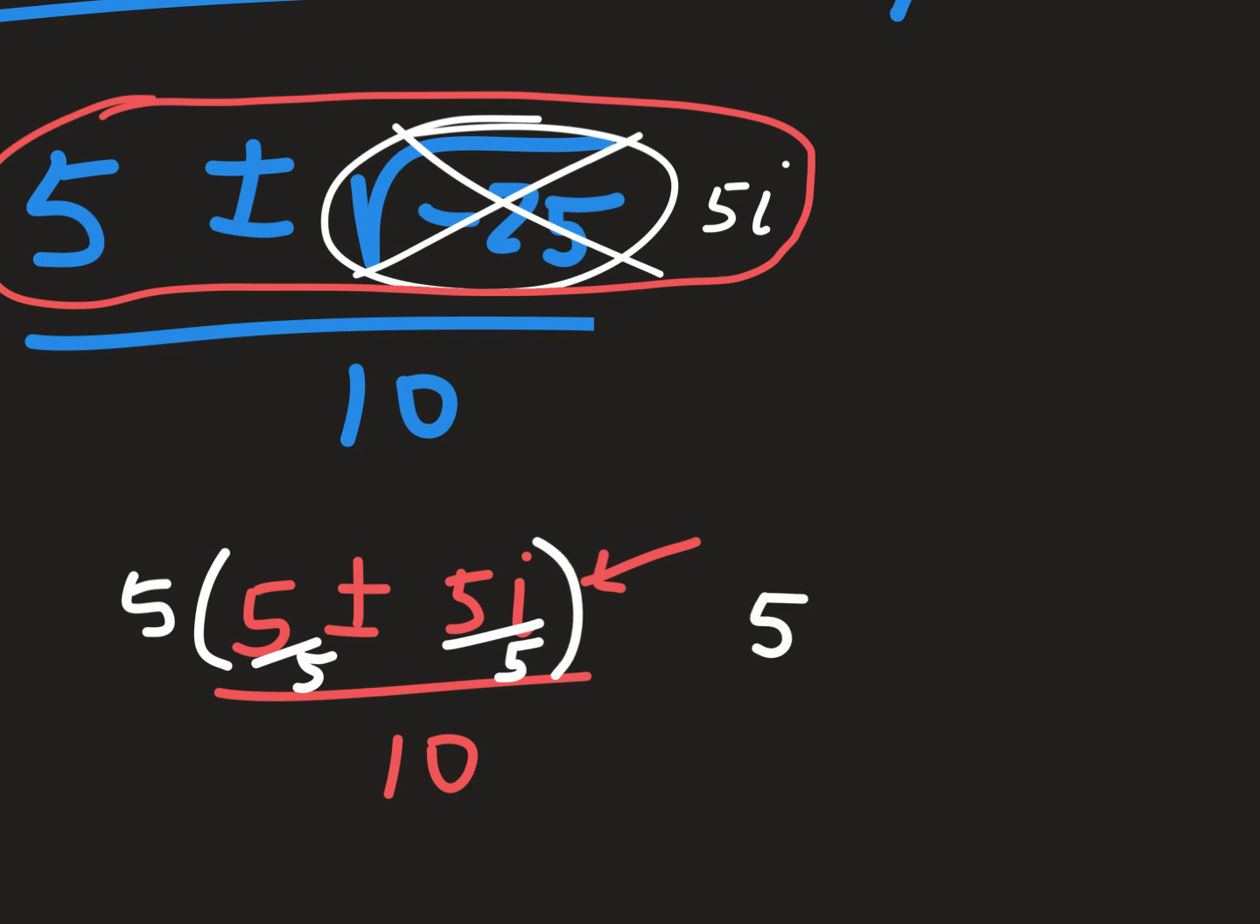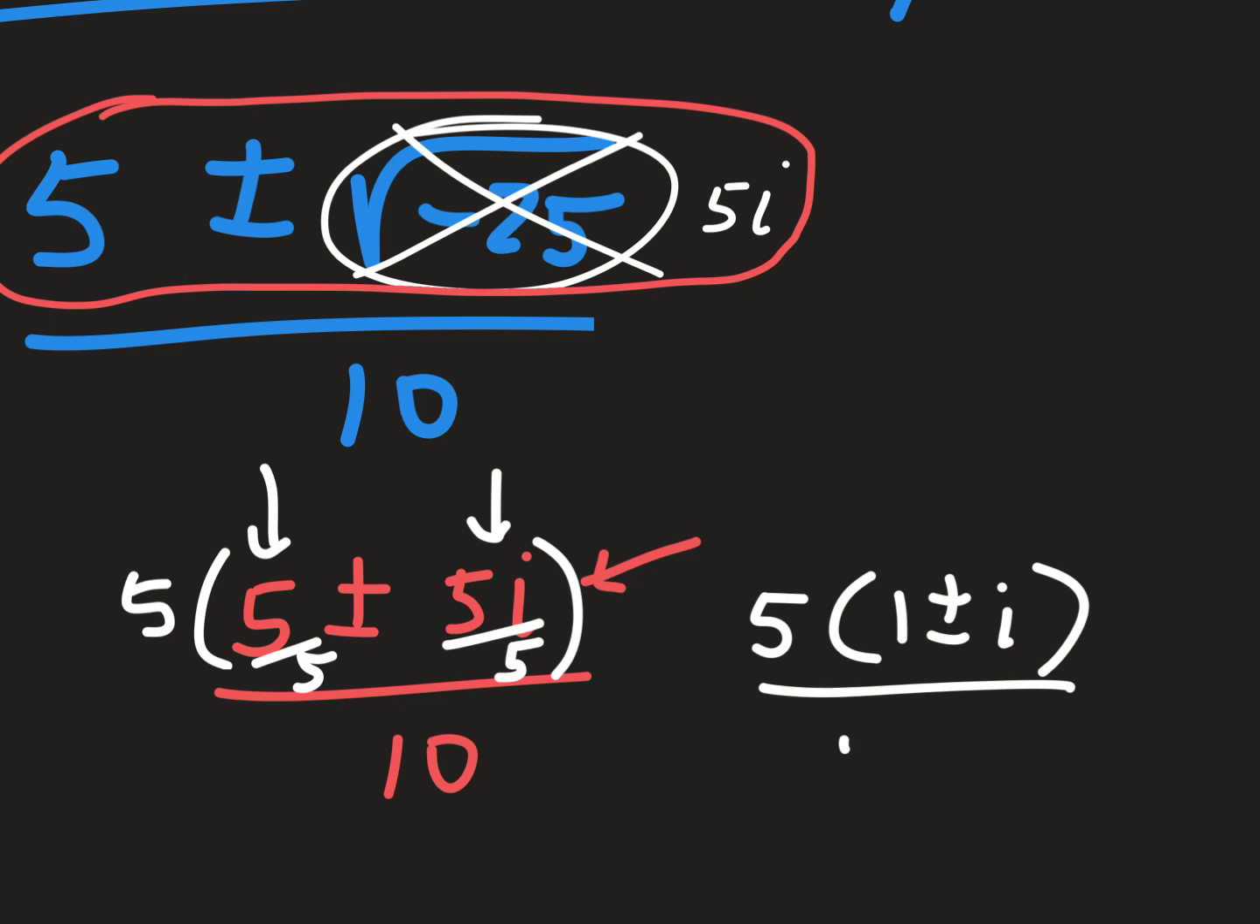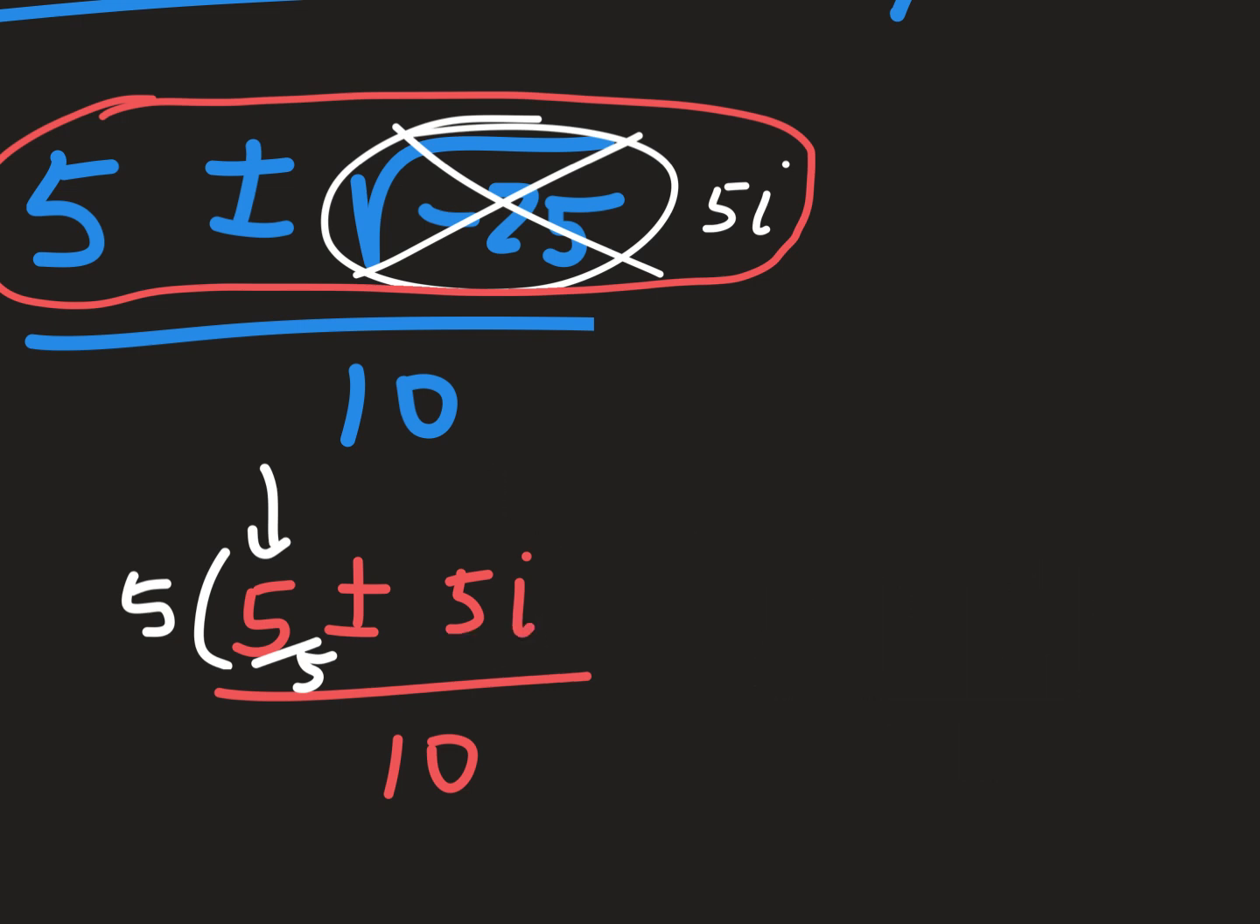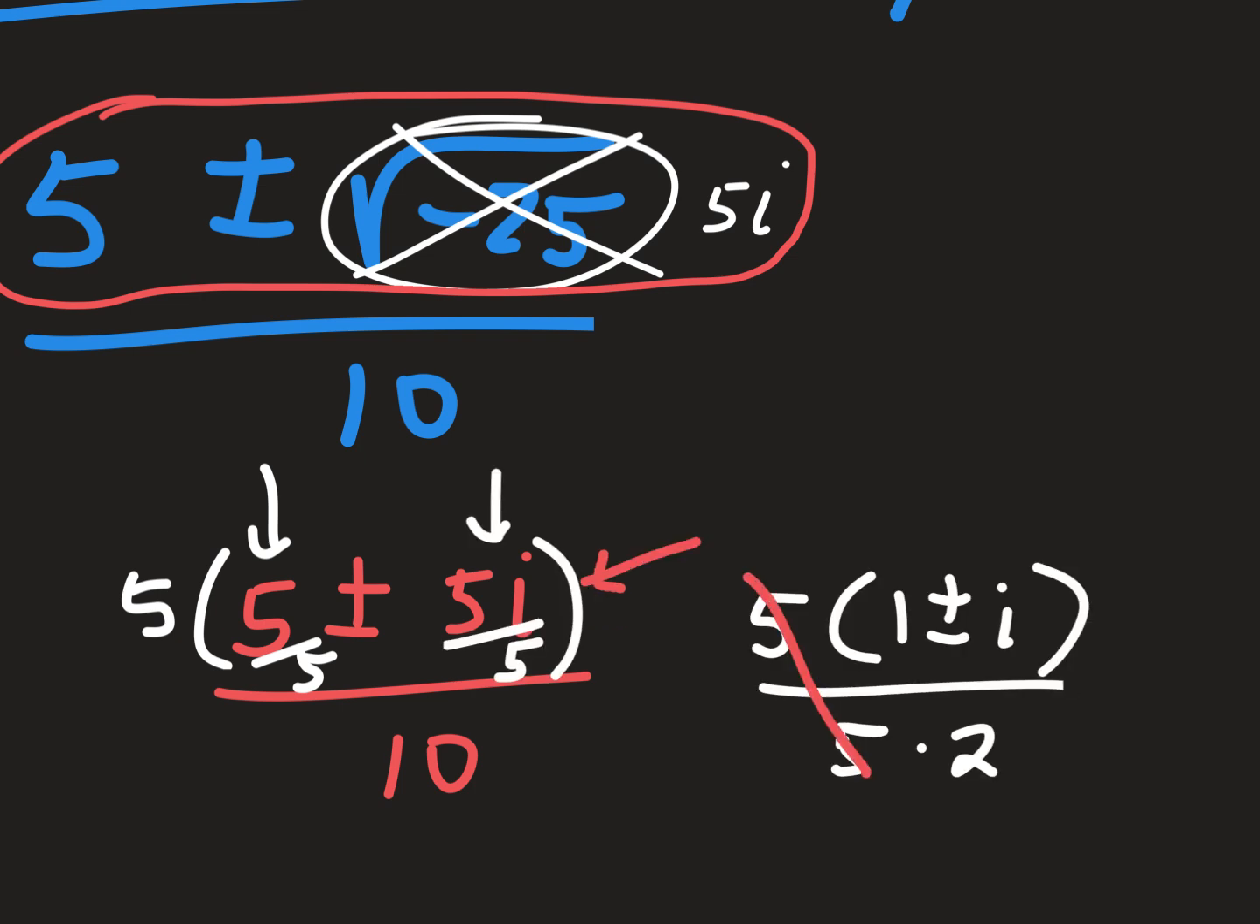Now I've got 5 factored out, and what's left on the inside? This tells me and this tells me, 1 plus and minus i, all over 10. But 10 is really 5 times 2, isn't it? And if you can factor it, you should. So those cancel now. 1 plus and minus i over 2.